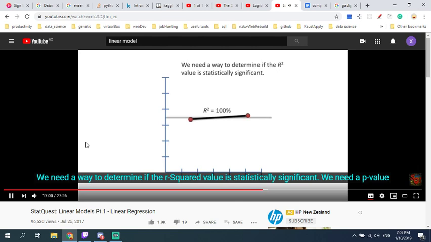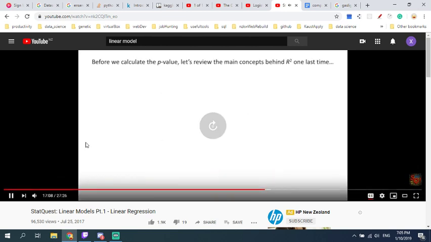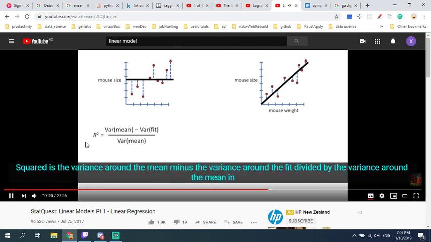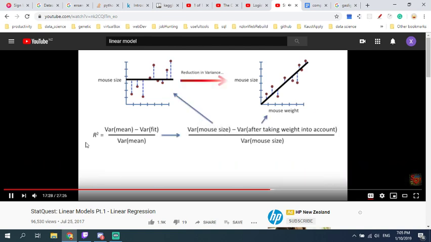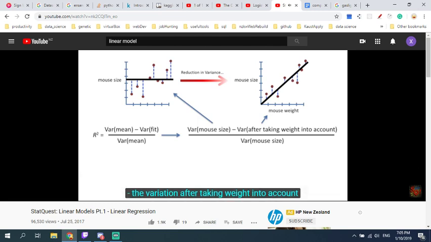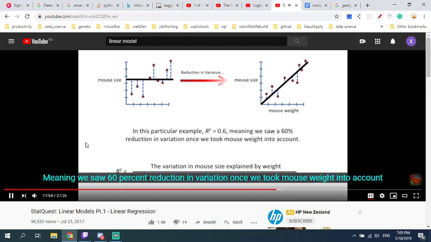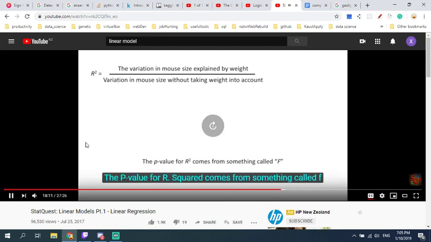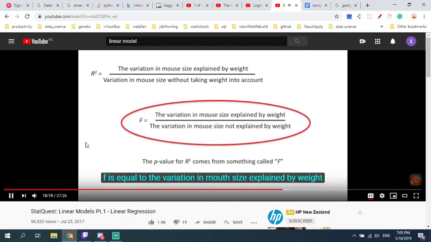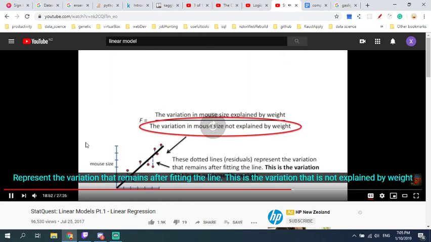Next, determine if the r squared value is statistically significant. Let's review: the variance around the fit divided by the variance in mouse size, minus the variation after taking weight into account, divided by the variation in mouse size without taking weight into account, is 0.6, meaning we saw a 60% reduction. Now that we have a thorough idea of r squared, the variation in mouse size is explained by weight.